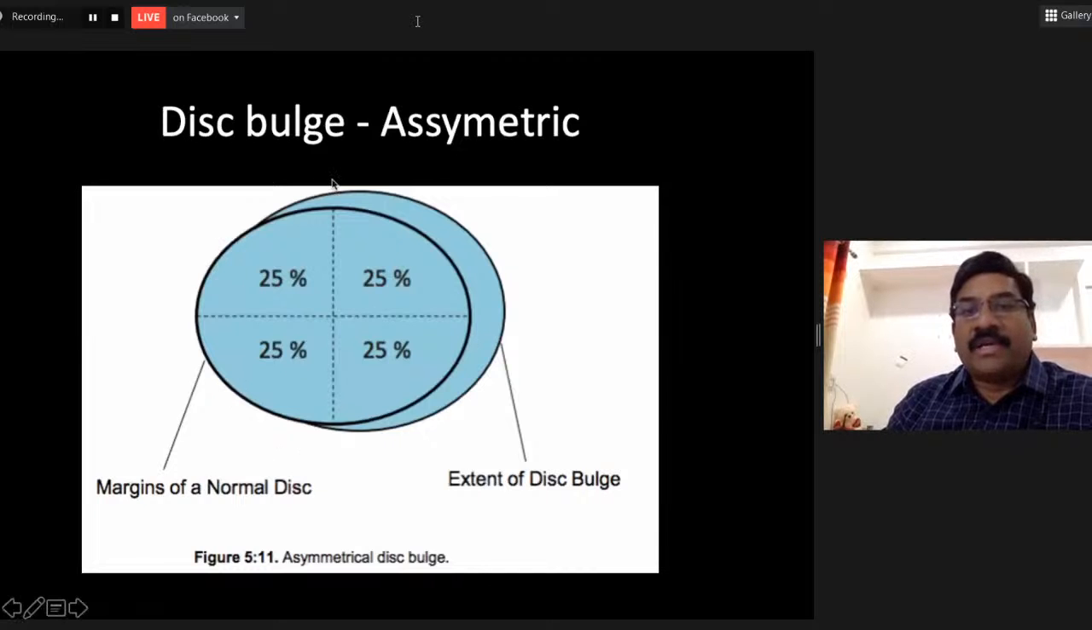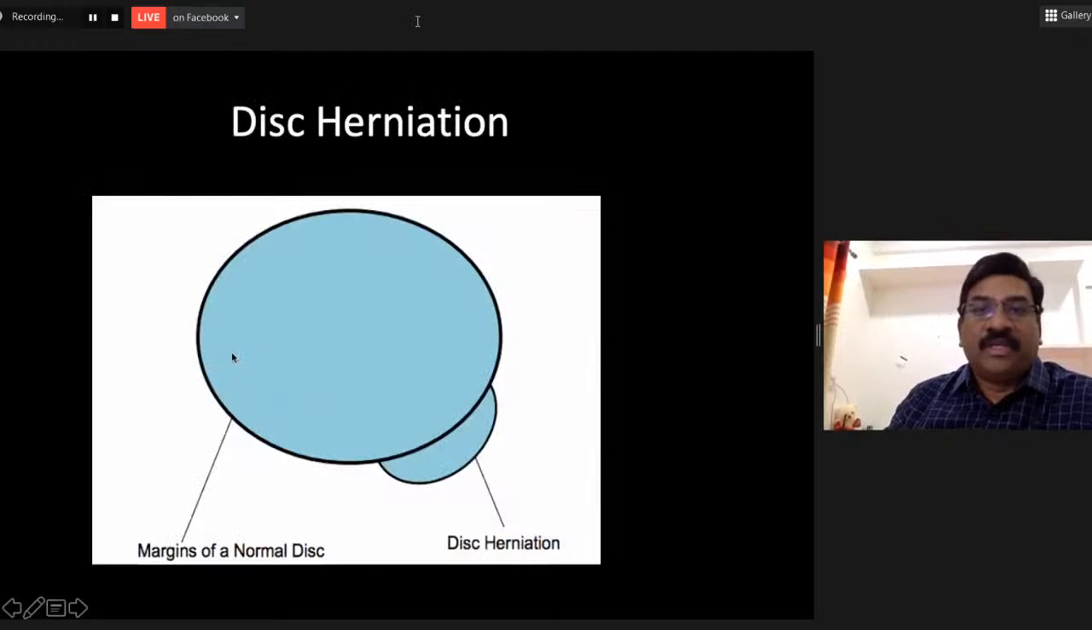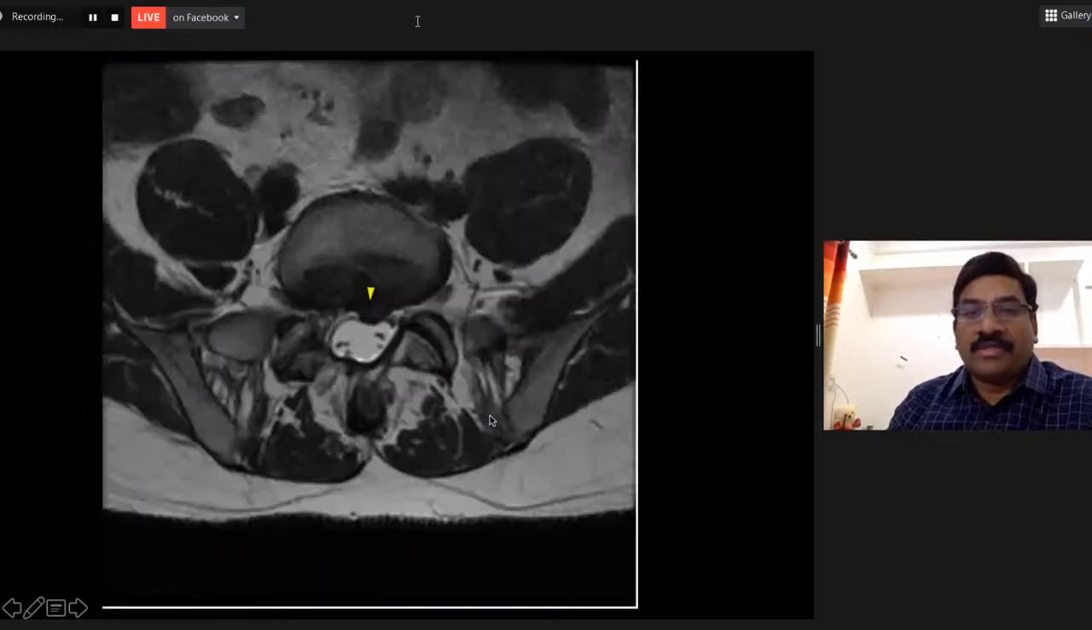There could be an asymmetrical bulge where it only bulges onto one side circumferentially. These are examples of circumferential asymmetrical disc bulge. You can see there is no bulge on the right side, there is a little bit of bulge on the left side. And the disc herniation is the one where the disc comes out of the margins of the disc. This is called a herniated disc.